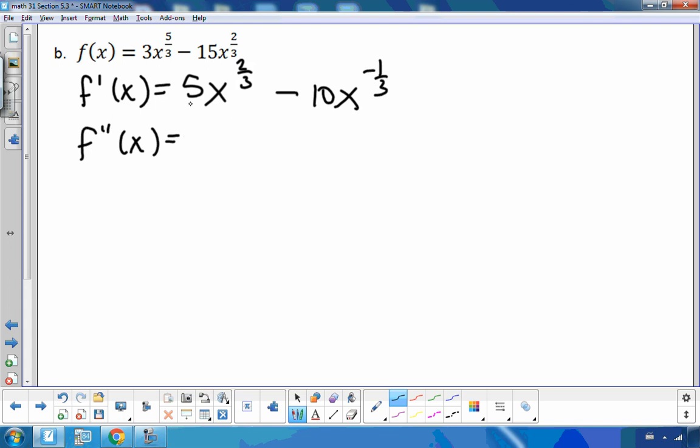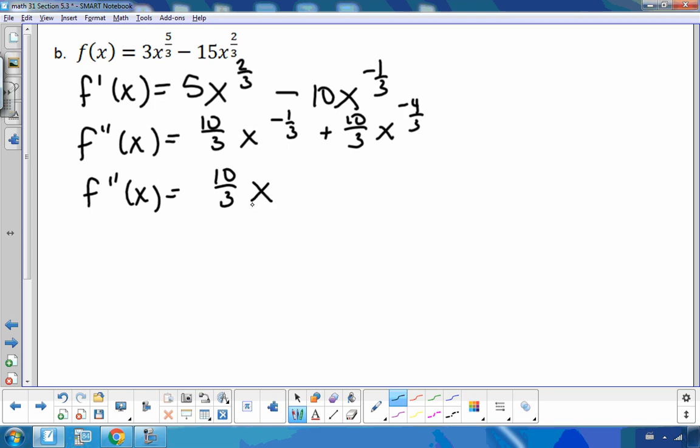So bring the 2/3 down, multiplied by the 5, and decrease my exponent by 1. Bring the -1/3 down, multiplied by the -10 is positive 10/3. Oops, 10/3. There we are. And then decrease my power by 1. Okay, so let's factor this. So remember, when I factor, I don't want any fractions, so I'm going to take the 10/3 out, and then I'll take x to the smallest exponent out, which is -4/3.